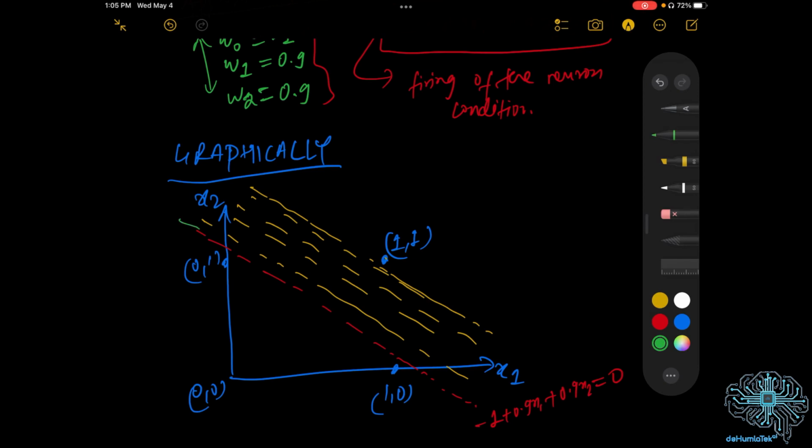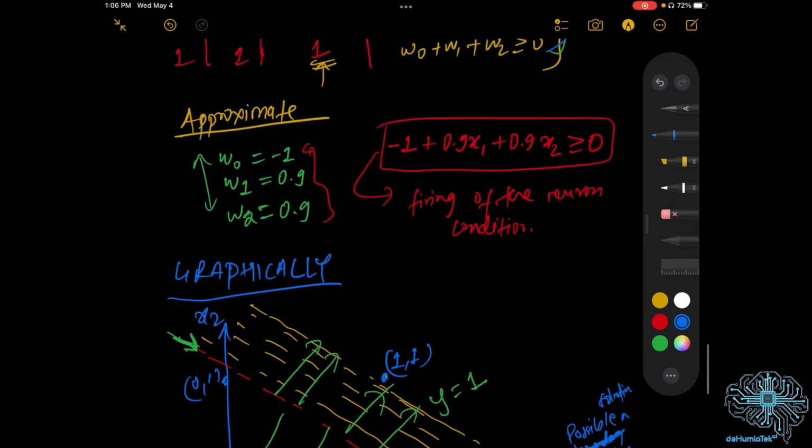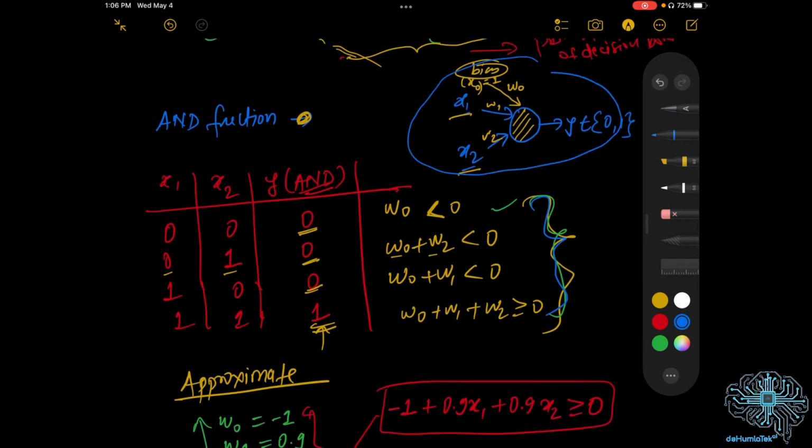So if we look at this decision boundary, this is the area where our neuron will fire, and this is the area where our neuron won't fire. Again, these are the possible solutions for the decision boundary in order to make our perceptron work as an OR logic.